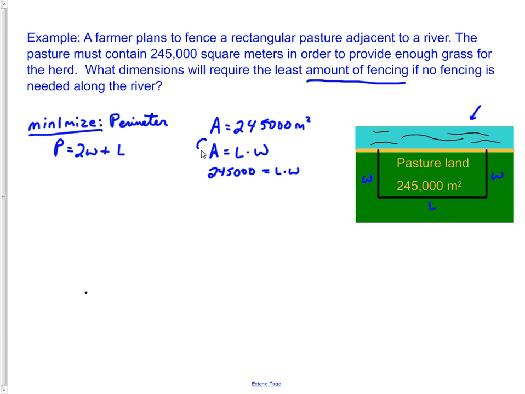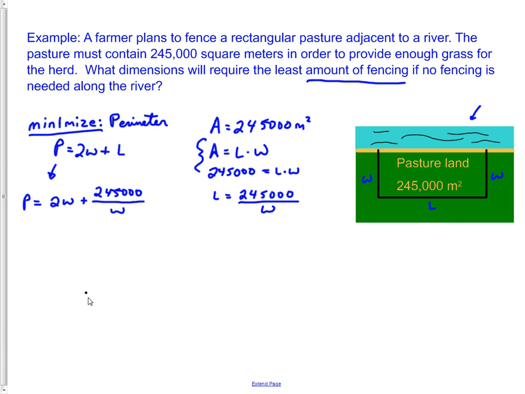And so it turns out that this area formula for us is really a way of helping us rewrite this perimeter formula in terms of one variable or the other. And I could tell you that in this case, the length will end up being 245,000 divided by the width. And so the perimeter formula we're going to need is in terms of one variable, and we're going to make that variable our width, w. So the perimeter as a function of w is going to be 2 times the width plus 245,000 divided by the width, w.